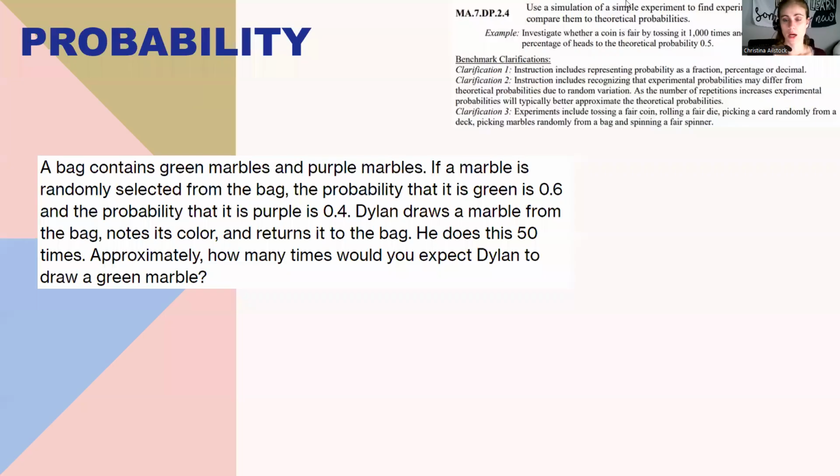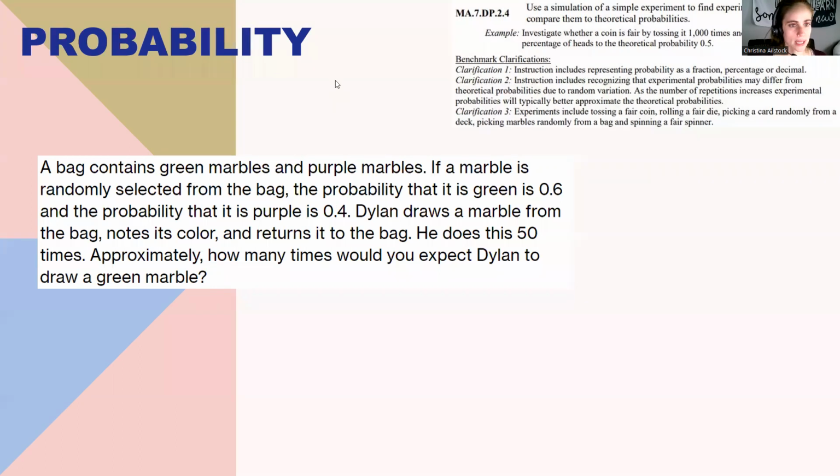All right, last but not least, we are going to work with probability. So a bag contains green marbles and purple marbles. If a marble is randomly selected from the bag, the probability that it is green is 6/10, and the probability that it is purple is 4/10. Dylan draws a marble from the bag, notes its color, and returns it to the bag. He does this 50 times. Approximately how many times would you expect Dylan to draw a green marble?